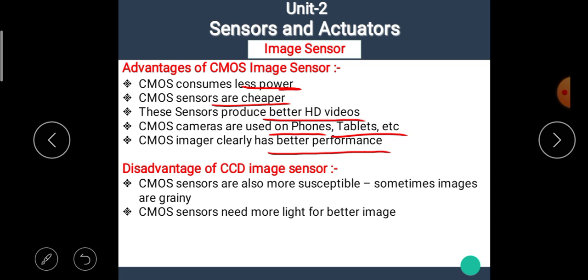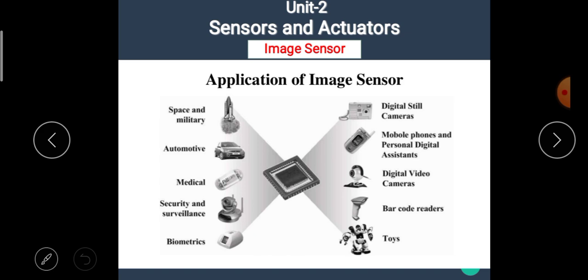Now, let's see the disadvantages of CMOS image sensor. CMOS sensors are also more susceptible to noise. Sometimes images are grainy. CMOS sensors need more light for better image. These are the advantages and disadvantages of CCD and CMOS image sensor.